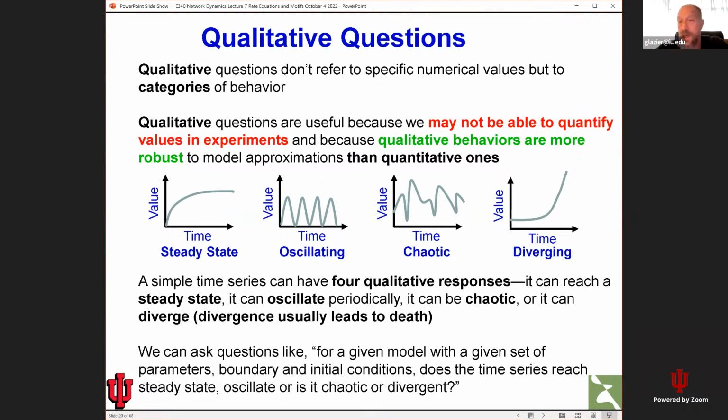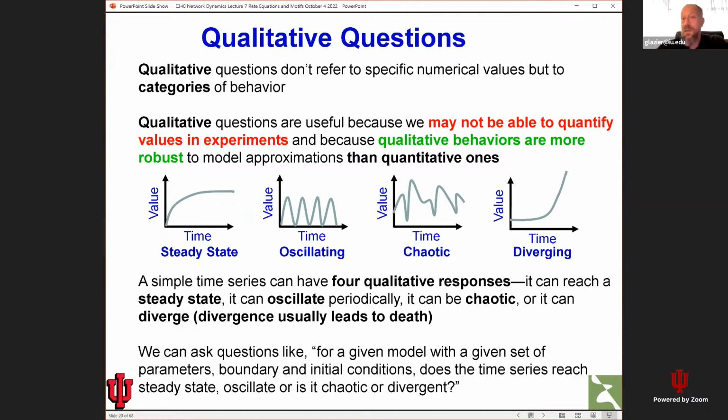And so if we have a time series, there are not that many qualitative outcomes we can have. We can reach a steady state, which is what we see most of the time. We can have periodic oscillations, which we've seen, some of the examples we have. We can have chaotic time series, or we can have divergence. The concentration or value could blow up.